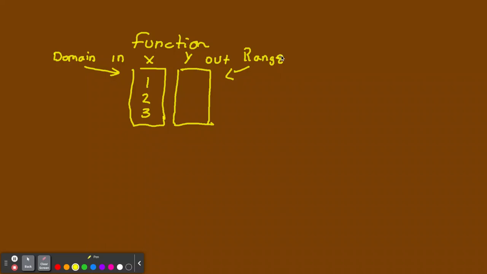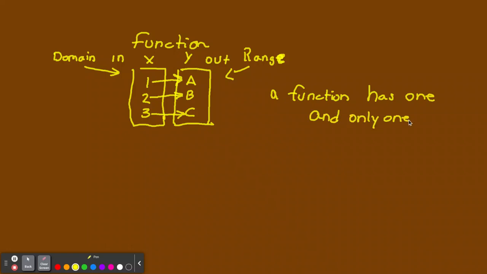Let's fix that E. Weird looking E today. And let's say you had A and B and C, and we have 1 mapping to A, 2 mapping to B, and 3 mapping to C. So this will be a function, because very important, a function has one and only one value of y for every value of x. In other words, 1 x for 1 y.